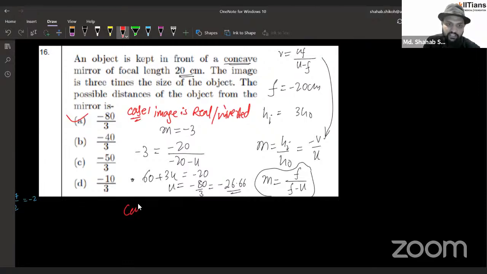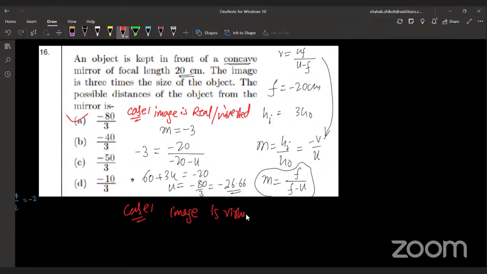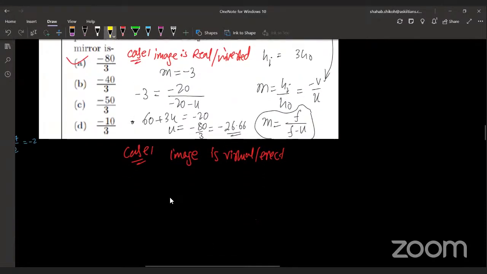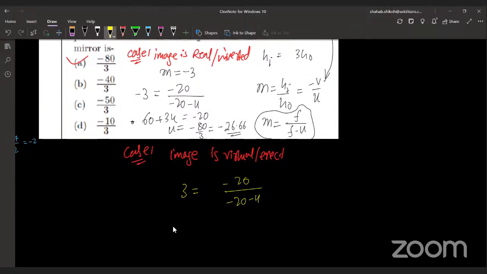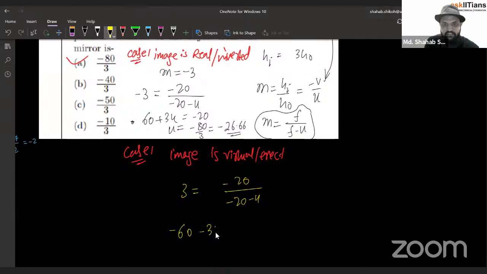Now check the second case, when image is virtual and direct. What is magnification? Plus 3. Yes. So let's plug that quickly. Magnification plus 3, focal length minus 20, minus U. So it becomes minus 60 minus 3U is equal to minus 20. So U comes equal to minus 20 plus 60, which is plus 40. So it is minus 40 by 3. Minus 40 by 3 is also the answer.